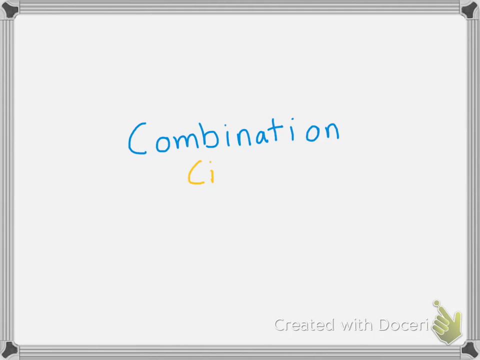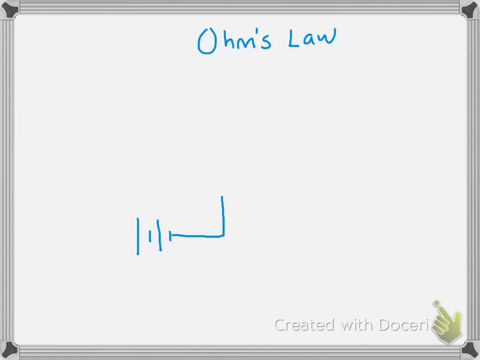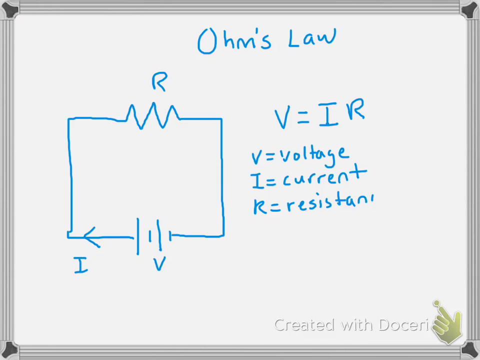The purpose of this lesson is to learn about combination circuits. Let's start with one of the basic laws of circuits, Ohm's law. Here is a circuit where R is the resistance, V is the voltage, and I is the current. According to Ohm's law, V equals IR. We need this for our calculations in combination circuits.